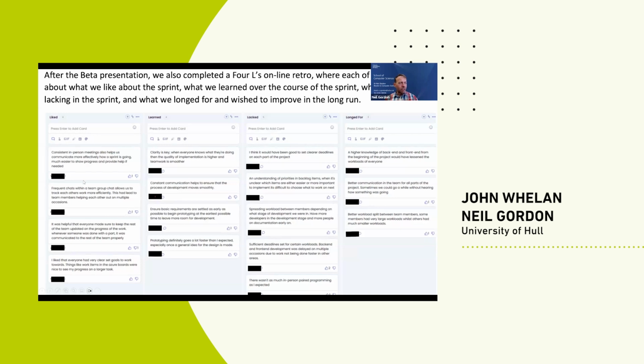So you can look at what we liked in terms of the previous 3 weeks. So in-person meeting example, the chats and the team chat. What we've learned about the need for clarity, communication, ensure basic requirements are met. What we've lacked, like deadlines for the team or priorities or backlogs, and particularly things like workflow between members. And then probably what we've longed for, some more of the communication aspects in the team, which again we do give them a framework for.